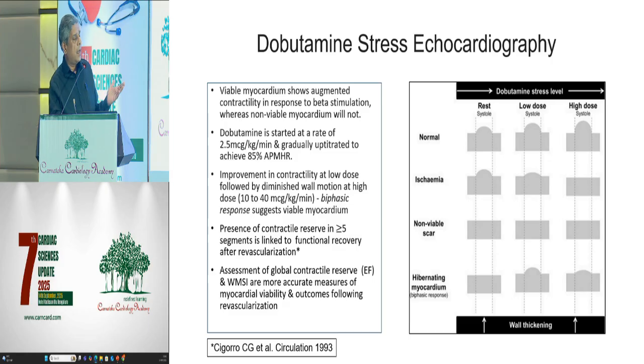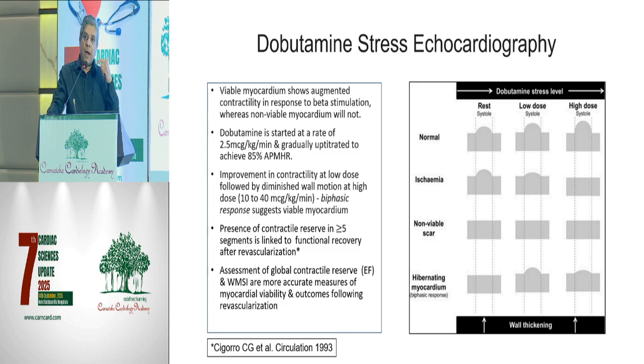Then there is a classic test called dobutamine stress echo. When we infuse low dose dobutamine, there is an improvement in contractility, and when we give high dose dobutamine, because it induces ischemia, the contractility can become less. This is called a biphasic response. A biphasic response is classic for viable myocardium. So using dobutamine stress echo, we can identify viable and non-viable myocardium. So I've discussed 3 tests: PET, SPECT and dobutamine stress echo. These are usually the tests performed to identify myocardial viability.